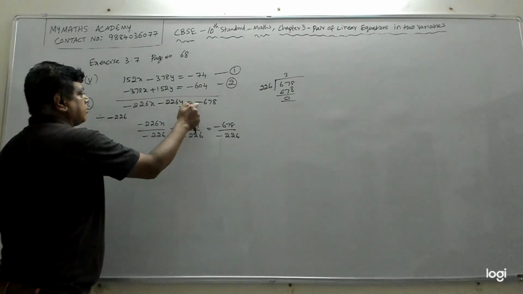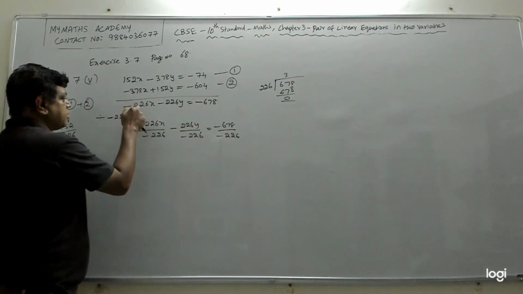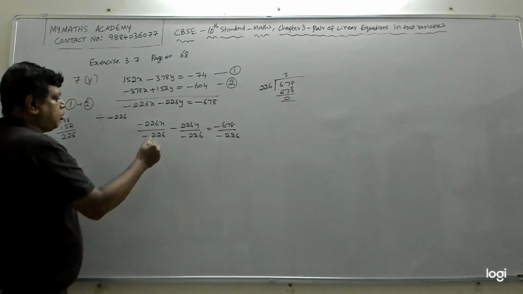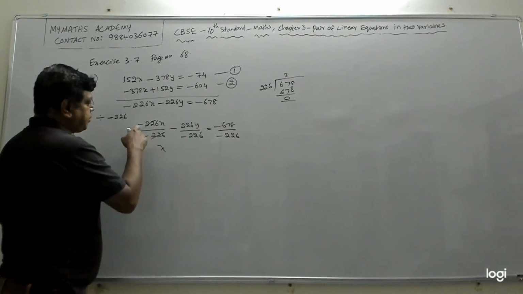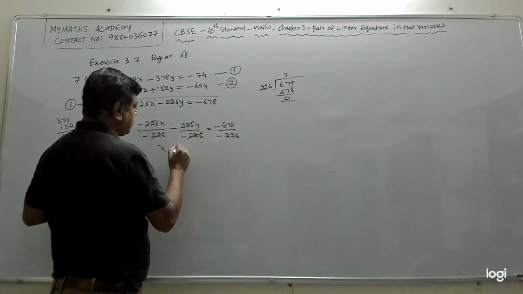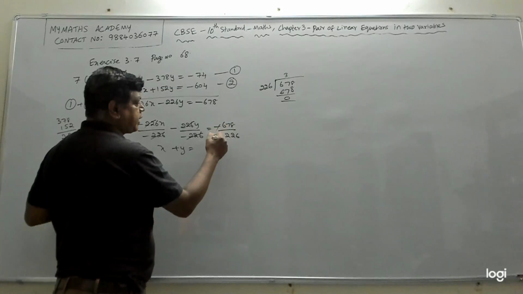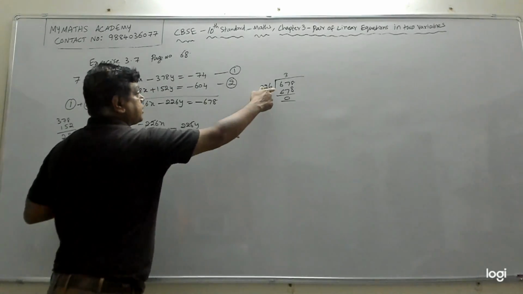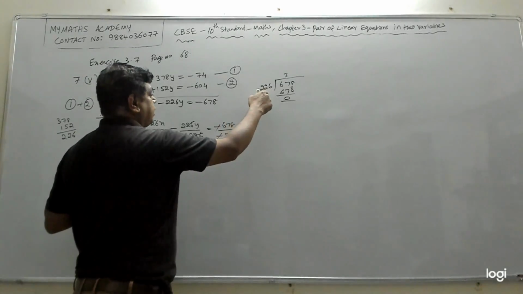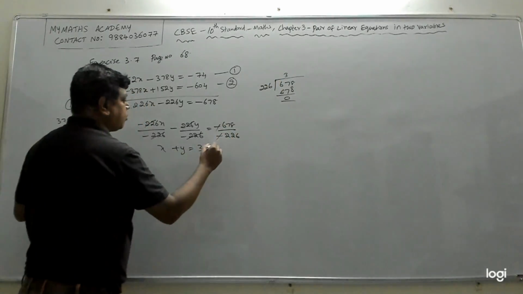So every time I'm dividing by minus 226. Minus is there everywhere, so I'm taking minus also, and this is divisible by 226. This is also divisible by 226. Now these two will get cancelled. You'll get x. Minus minus will become plus. Here also 226, 226, minus into minus plus y equal to minus minus will get cancelled. You'll get 3, because 226 divides 678 3 times. So you'll get x plus 3y equal to 3.